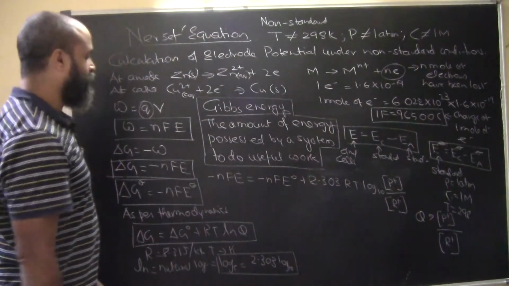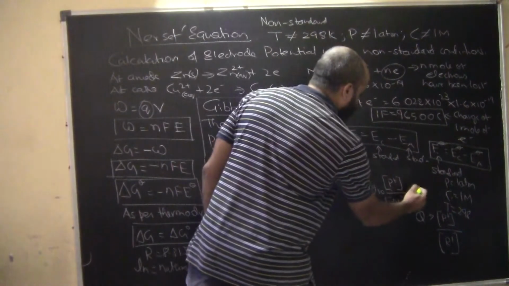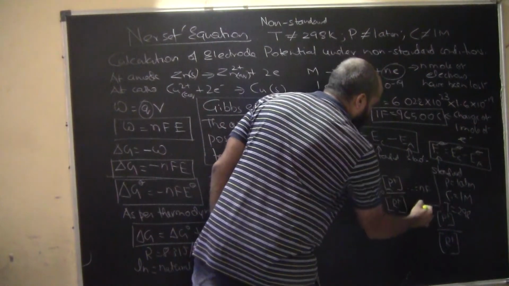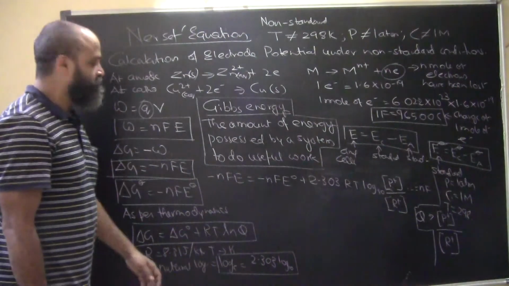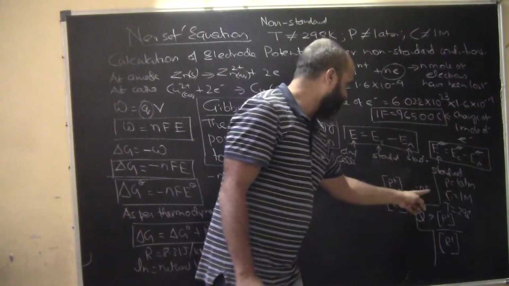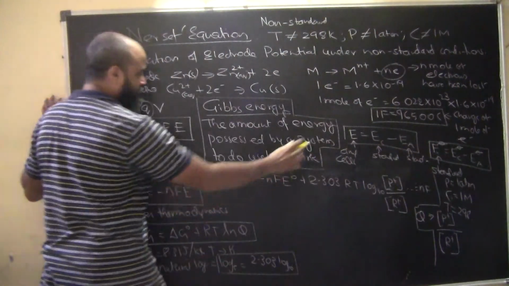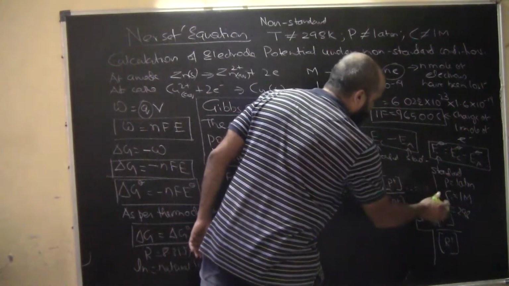Now can we divide this entire equation by nF? I am sure it's going a little hosh-posh, but stay there. If we divide by nF, what will happen? nF gets cancelled, or rather we divide by minus nF.